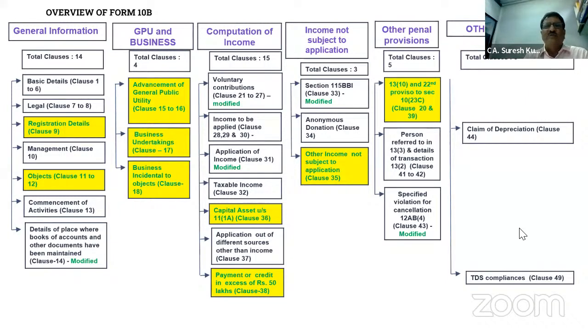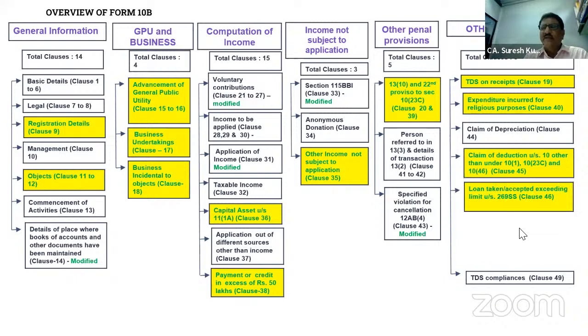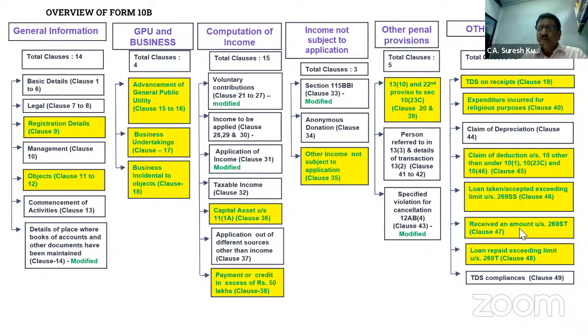Again, a new clause for 10B. Then TDS on receipt, expenditure incurred on religious purposes, claim of deduction under section 10, loan taken or accepted under 269SS, received an amount under section 269ST, loan repaid exceeding 269T. So all these clauses which I marked in yellow are the additional clauses for the purpose of 10B, for which we have to focus.